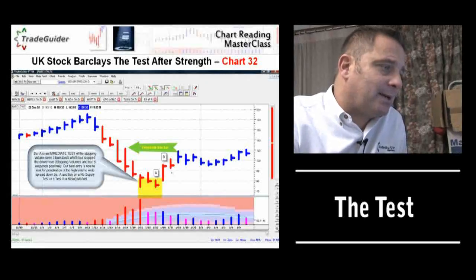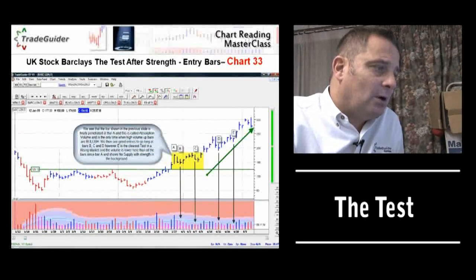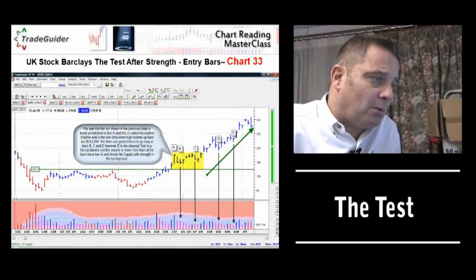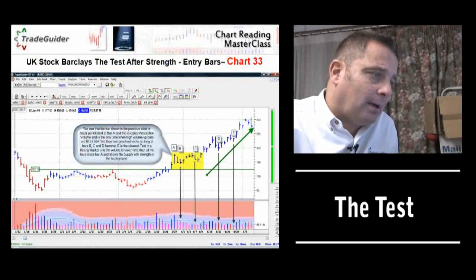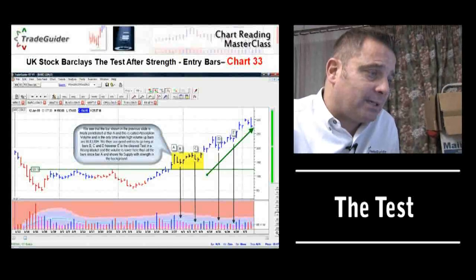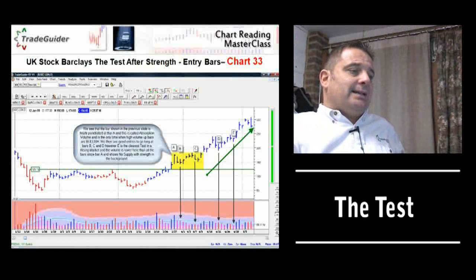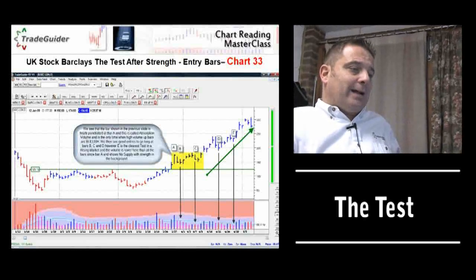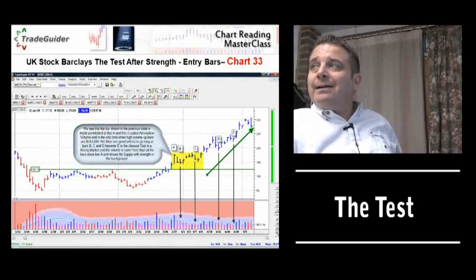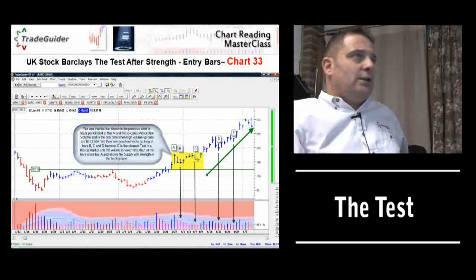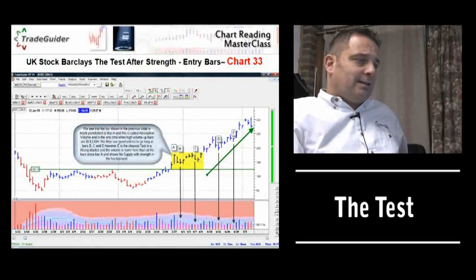Now this again, you can see what happened here. After the test, we then start to take off, and you can see multiple tests all the way up. Especially at bar E, the best one I saw there, because it hasn't exceeded the close of the previous bar. It's a beautiful narrow spread, but look at the volume, nothing there. Professional money are not interested in the downside here.